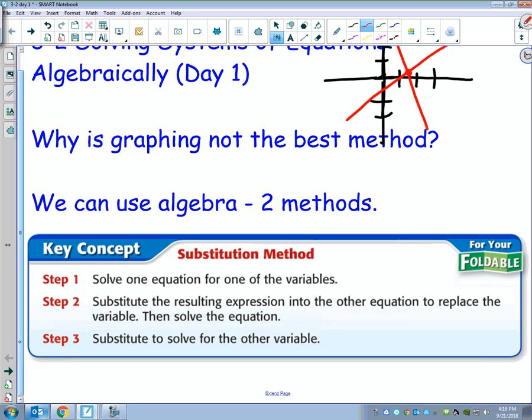So we have two methods to do this that hopefully you remember. One of them is called the substitution method. The substitution just says that if you solve one equation for the other, then you can substitute it into the other equation and then solve it. Substitution you do all the time. If I said x equals 2, then what does x plus 7 equal? Well, you substitute that in and say 2 plus 7 equals 9. We're going to take that idea and use it with two equations.